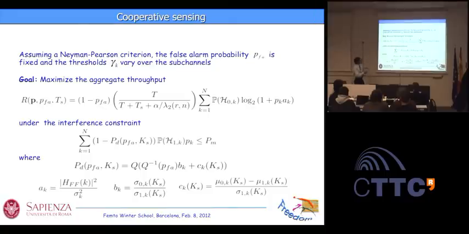Okay, so I said this is the interference constraint, and this is the relationship between the detection probability and the false alarm rate, and this is an expression, a direct link between the PD that we write here and the false alarm rate, which is here. So again, these are coupled, the constraint and the utility function are coupled to each other.